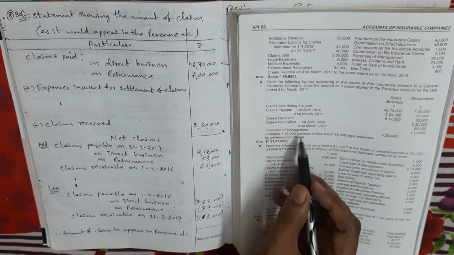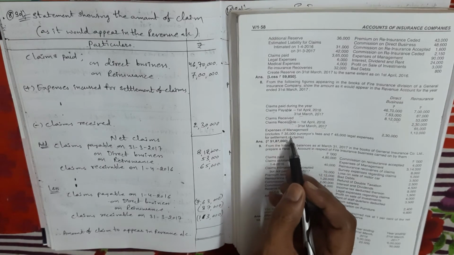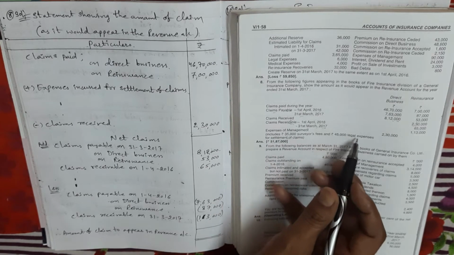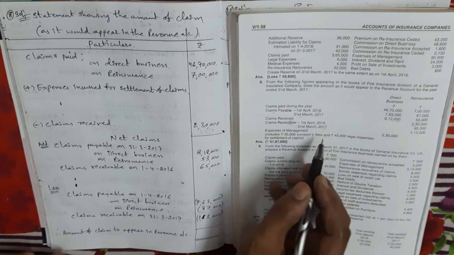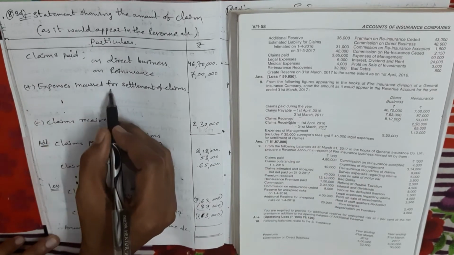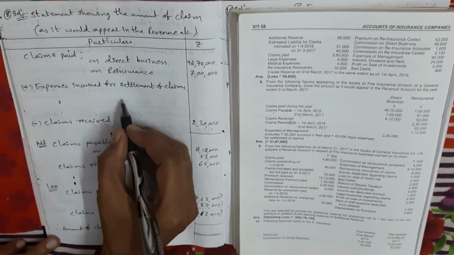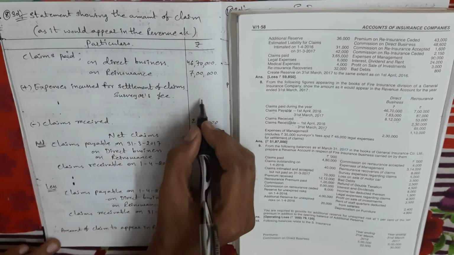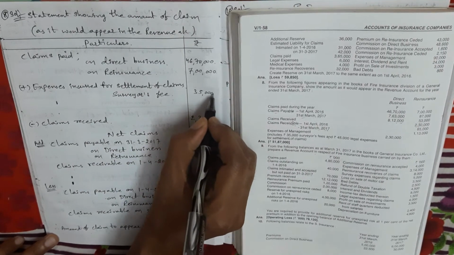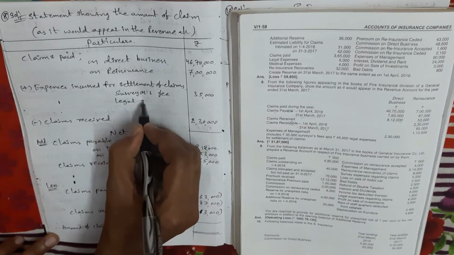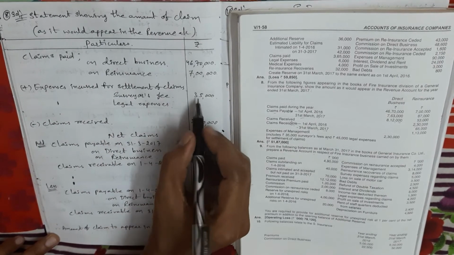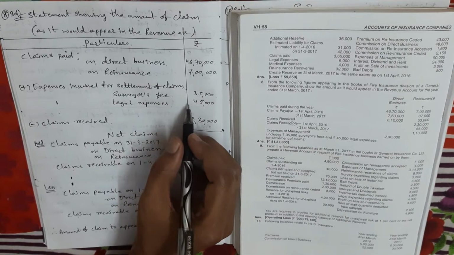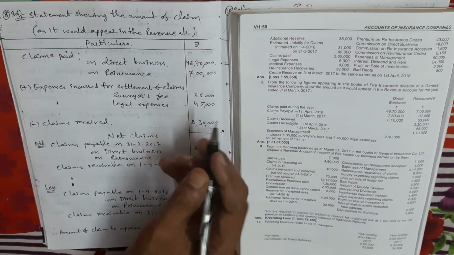In expenses of management, only claims related. For settlement of claims, the expenses made include 35,000 surveyor's fee and 45,000 legal expenses. These two expenses we have to add to the claims paid amount. So expenses incurred for settlement of claims, add. First, surveyor's fee 35,000. Next, legal expenses 45,000. Suppose it is not mentioned as for settlement of claims, then we do not take it here, we take it in the operating expenses schedule.